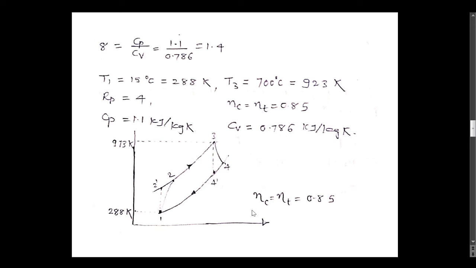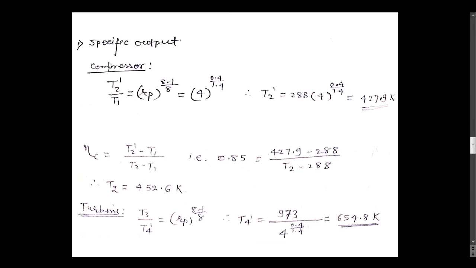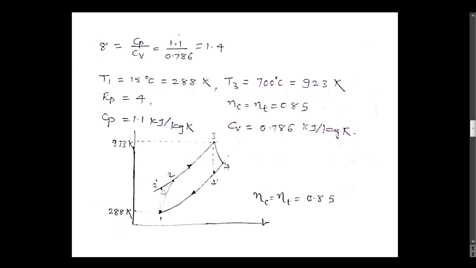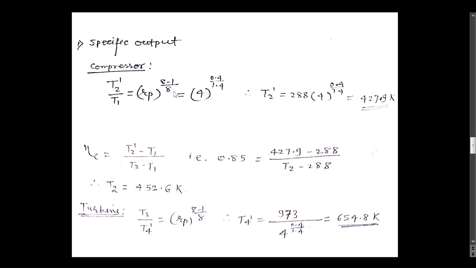Now we'll find the temperature T2 and temperature T4. First we'll find the specific output. For the compressor, we can write the equation for isentropic compression: T2 dash divided by T1 is equal to Rp raised to gamma minus 1 upon gamma. By keeping the values, we get T2 dash is equal to 427.9 Kelvin.